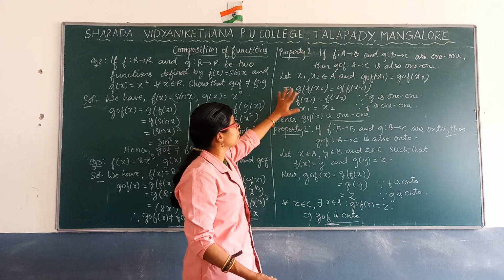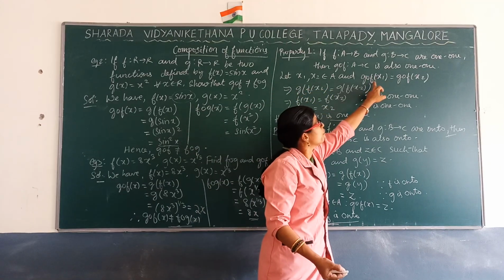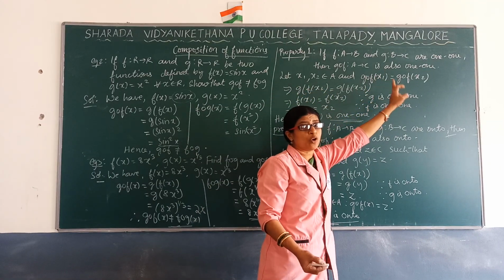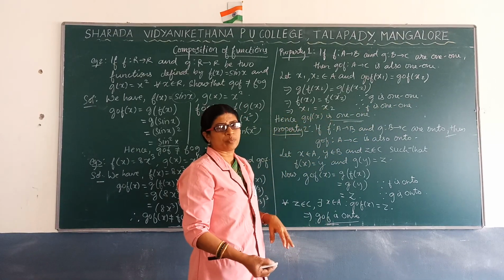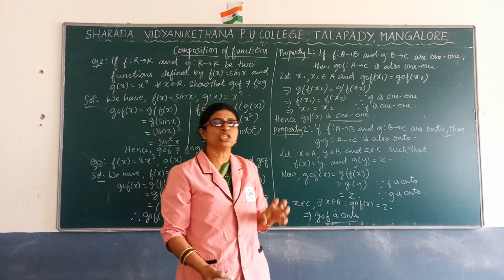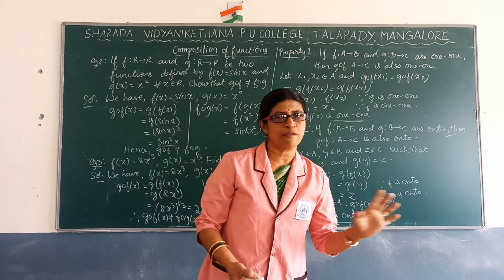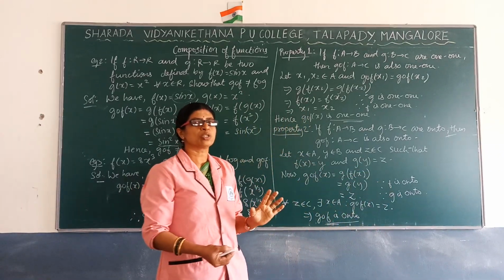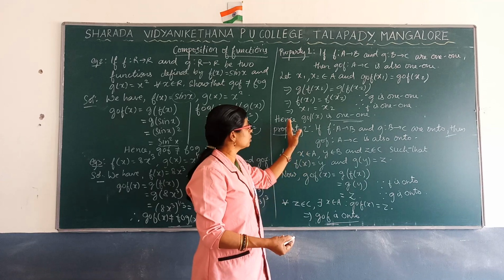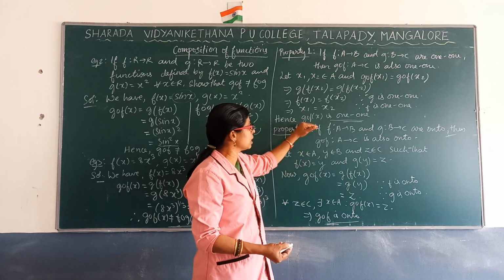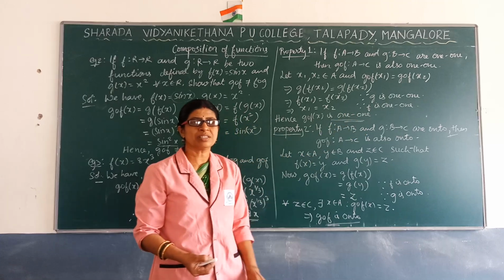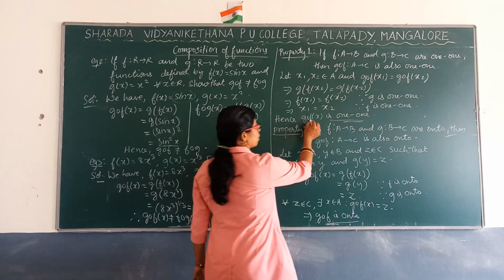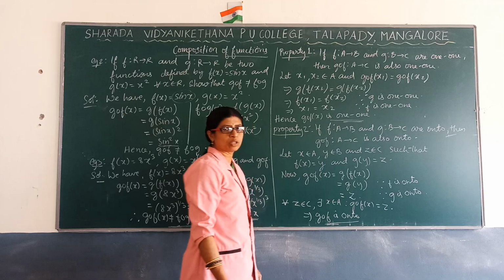So what did you observe? Whenever g of f of x1 is equal to g of f of x2, x1 is equal to x2. So it is exactly the condition for injectivity of a function. It is satisfied now. So what do you conclude? The composition of functions g and f, that is f composition g, is also 1-1. Just write the conclusion: f composition g of x is also 1-1.